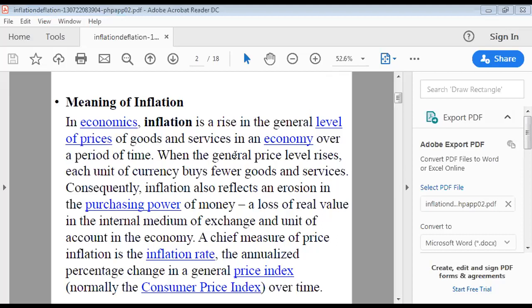So in economics, inflation is a rise in the general level of prices of goods and services in an economy over a period of time. When the general price level rises, each unit of currency buys fewer goods and services. Consequently, inflation also reflects an erosion in the purchasing power of money. A chief measure of price inflation is the inflation rate, the annualized percentage change in a general price index, normally the consumer price index, over time.